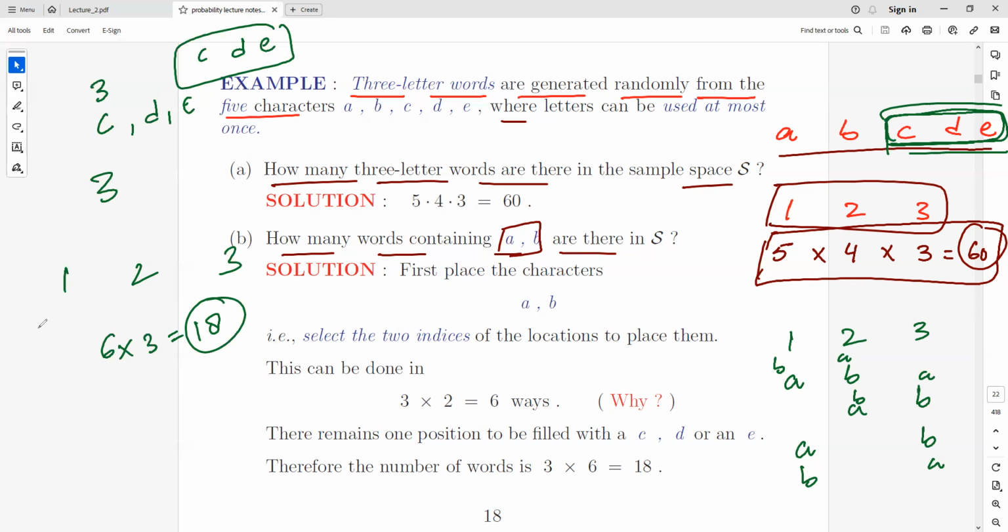Now, it may ask what the probability is that if we pick a word randomly from these 60 words, it contains both A and B. So the event is that we pick a word from these 60 words, and the probability that it contains A and B is going to be 18 by 60.